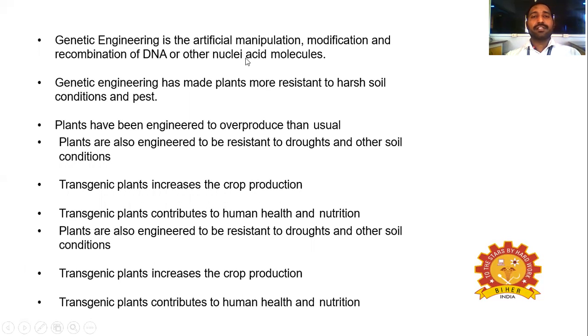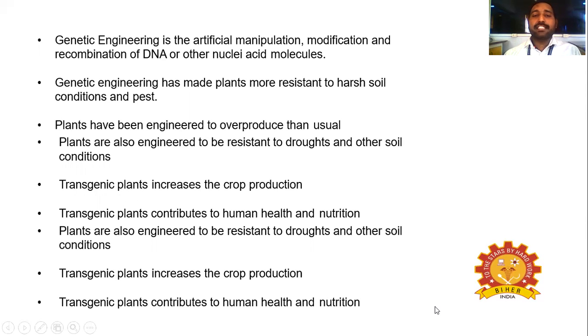So this genetic engineering comprises artificial manipulation, modification, and recombination of DNA or other nucleic acid molecules. Genetic engineering has also made plants more resistant to harsh soil conditions and pests. And these plants can overproduce particular components or a particular product.